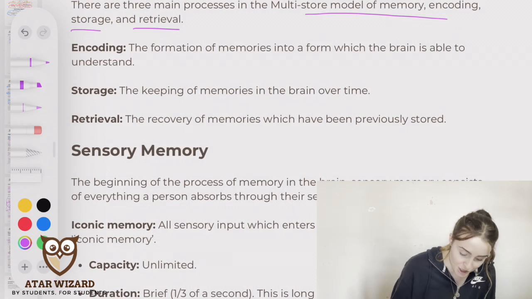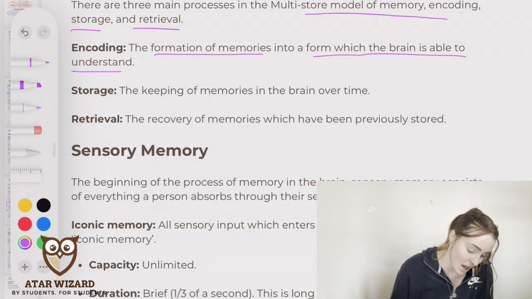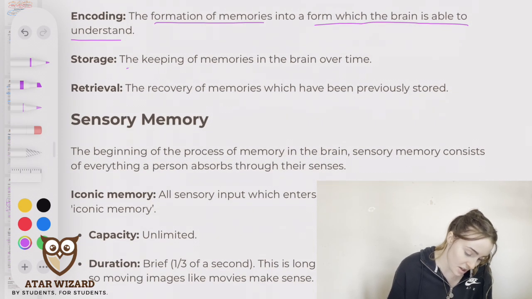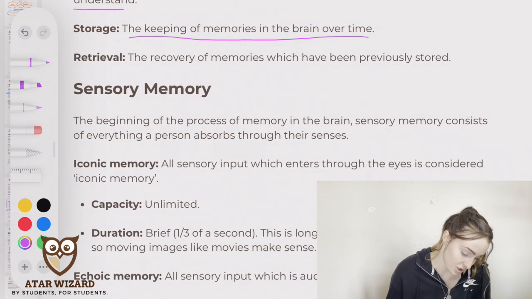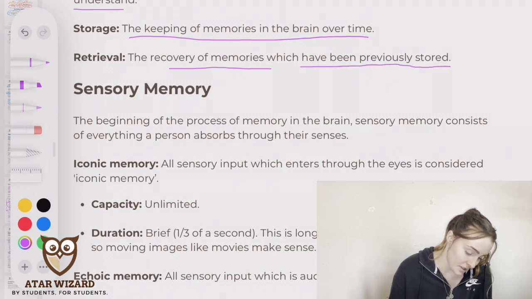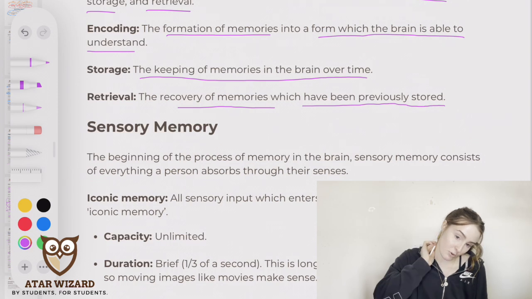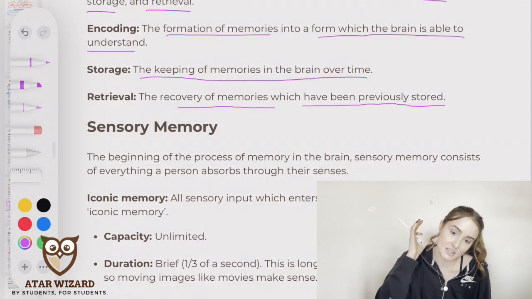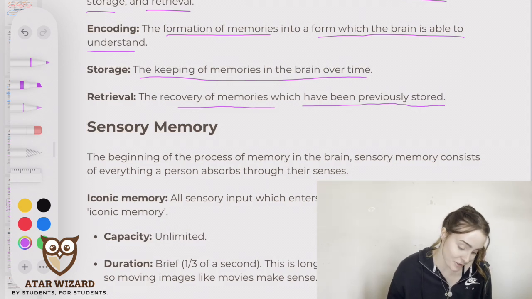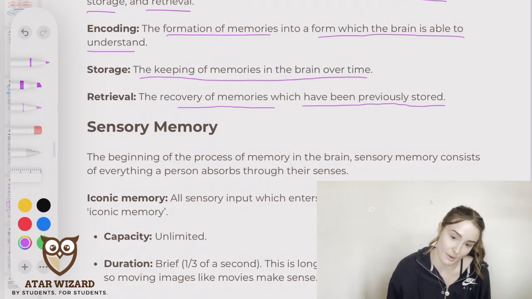Encoding is the formation of memories into a form which the brain is able to understand. Then storage occurs, the keeping of memories in the brain over time, and retrieval occurs, which is the recovery of memories which have been previously stored. So retrieval, the memories are being brought out of stores back into your conscious memory. Storage is keeping memories in the stores in your brain over time. And encoding is the formation of memories into a form which the brain is able to understand.